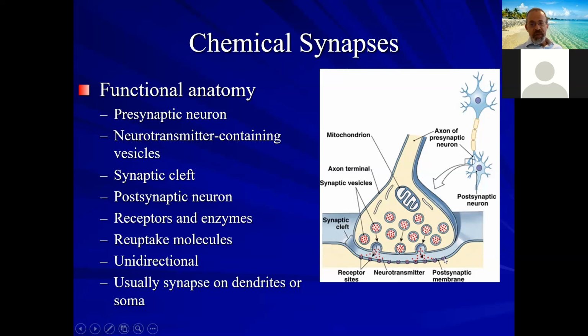You don't see them in this picture, and these enzymes are important, as we'll see, in helping to recycle the neurotransmitter. We also have what are called reuptake molecules, molecules that help to facilitate the recycling of the neurotransmitter.